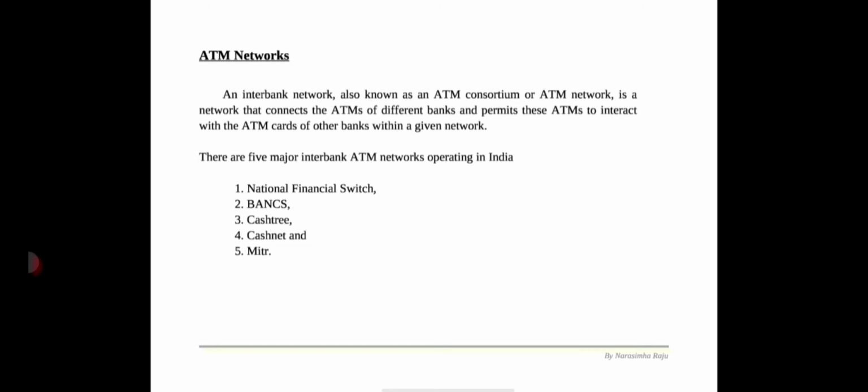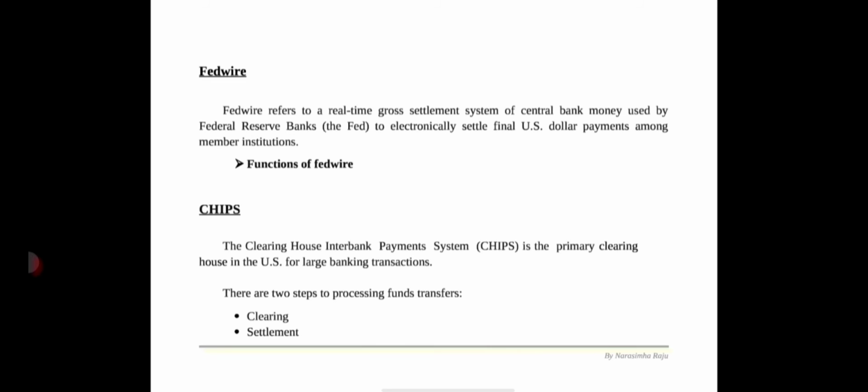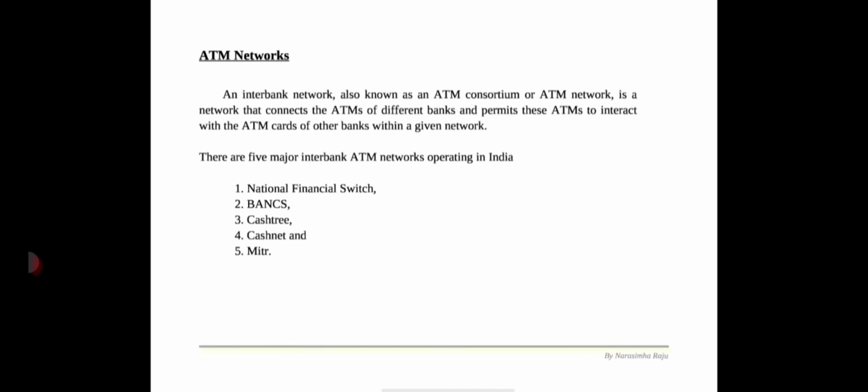Currently there are five major interbank ATM networks operating in India, which are named National Financial Switch, Banks, Cashtree, Cashnet and MITR. Here, speaking to the National Financial Switch.